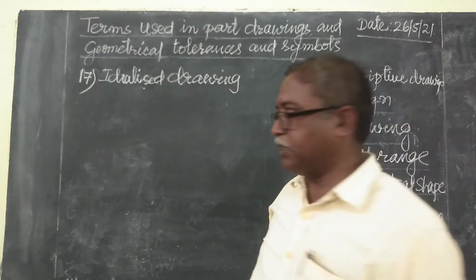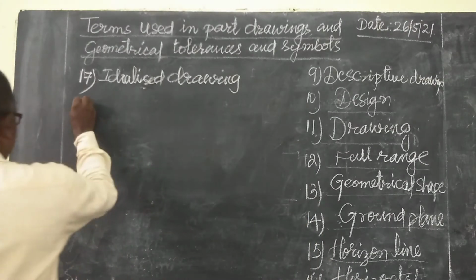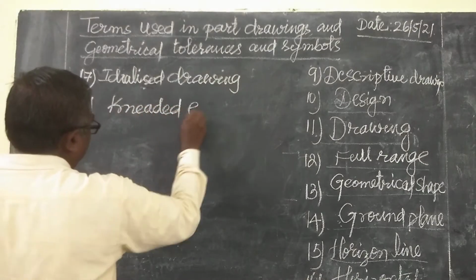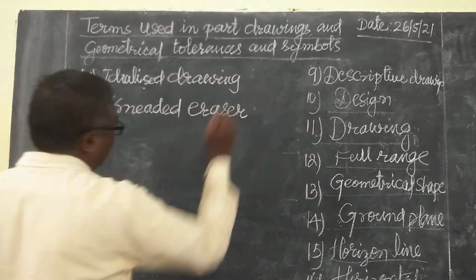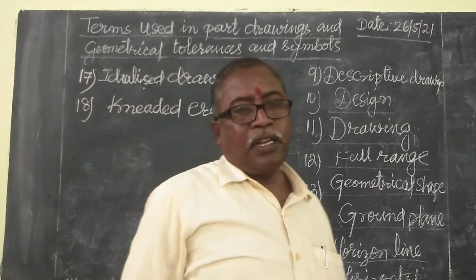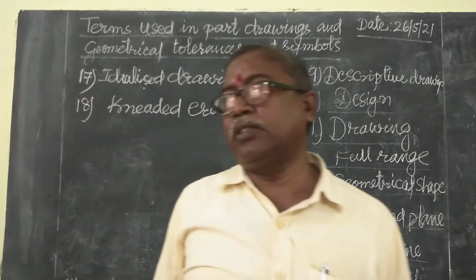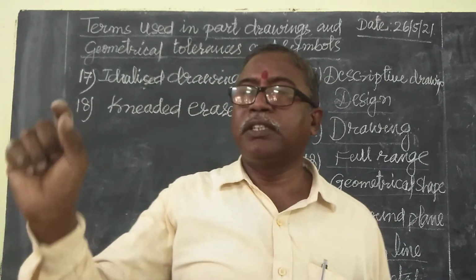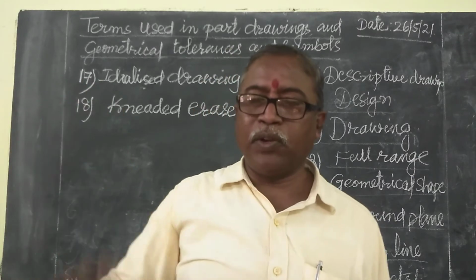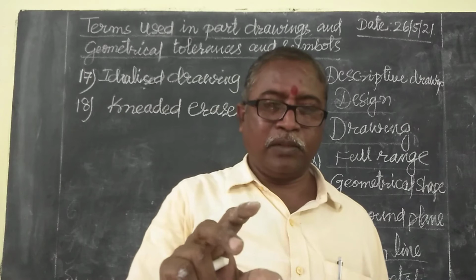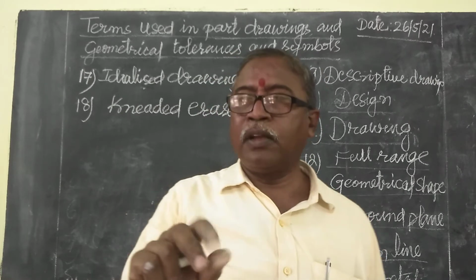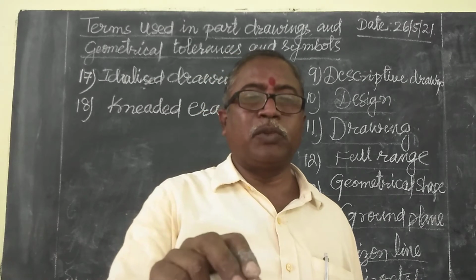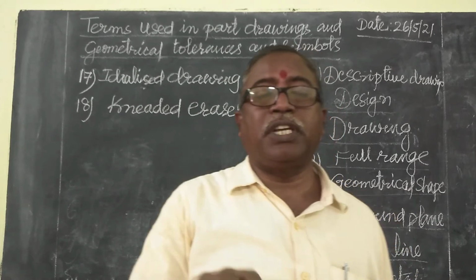Kneaded eraser, that is number 18. This kneaded eraser is like, if you have seen the gum which we use for pasting glass, spongy like that, cake like. If you press it, it will be very smooth. That eraser is used in drawing.